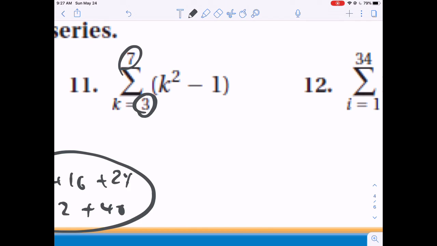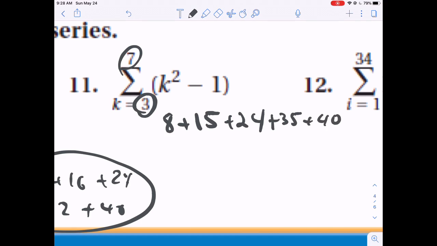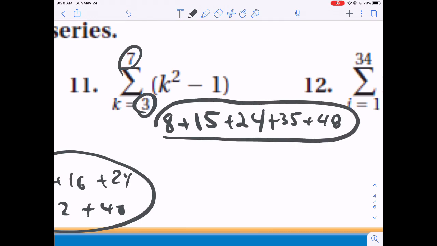All right, so putting in a 3, squared is 9. 9 minus 1 is 8. That's the first number. Go to 4. 4 squared, 16. 16 minus 1, 15. I'll put a 5 in there. 5 squared, 25. 25 minus 1 is 24. 6 squared, 36 minus 1 is 35. And the last one is 7. 7 squared is 49 minus 1 is 48. So you add all those up, and that's your answer.